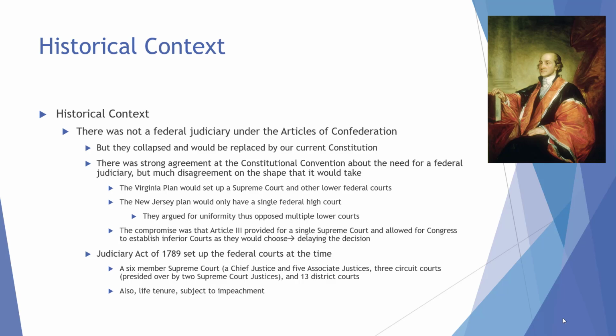And you would have 3 circuits. So kind of the north, the middle, and the south, I think, is kind of the directions that they had. 13 district courts presided over a district court. And as far as the circuit courts, what you had there is that each of the circuits would have two Supreme Court judges on.